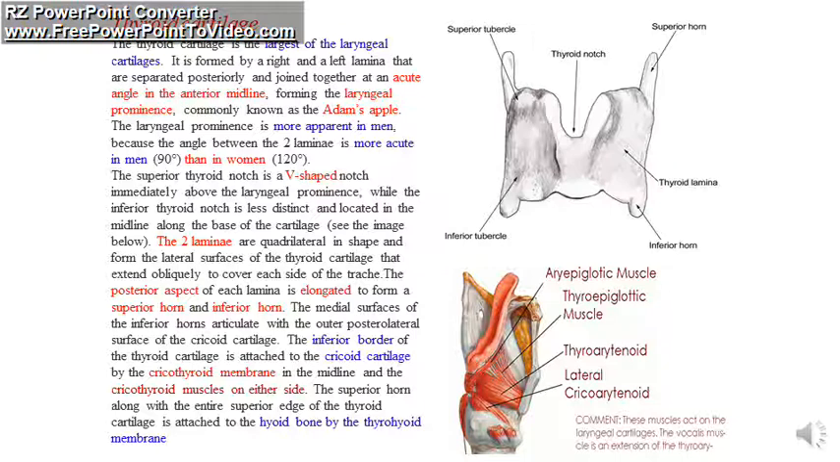The inferior border of the thyroid cartilage is attached to the cricothyroid ligament. If you look here, you see it in the midline, and the cricothyroid muscle on either side. This is the cricothyroid muscle on each side. And the superior horn, along with the entire superior edge of the thyroid cartilage, is attached to the hyoid bone by the thyroid membrane. You see, this is the thyroid membrane. Any question?